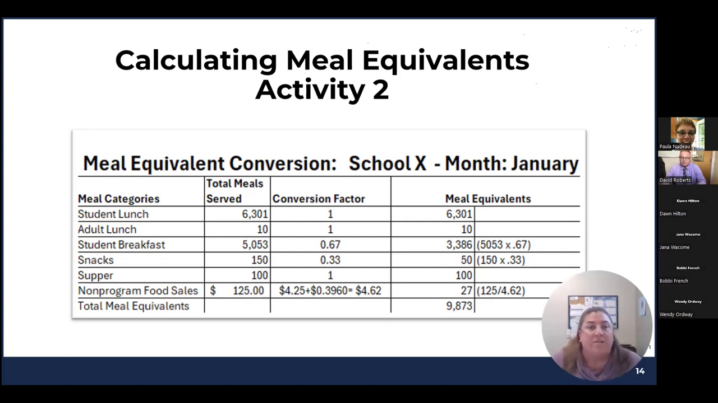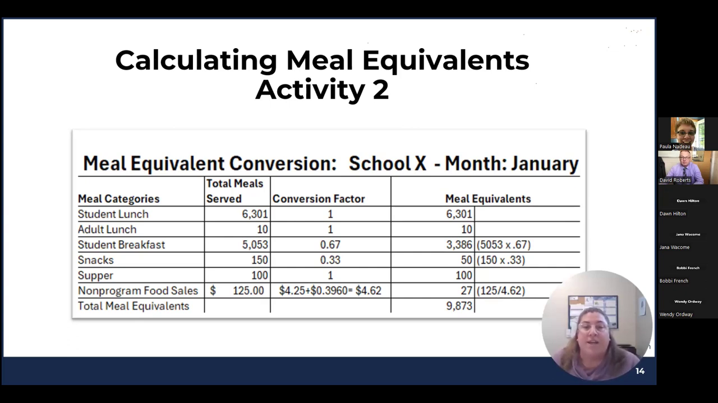at the site level. For this school, student lunches was 6,301. The conversion factor was one, so that times one, obviously, is 6,301. Adult lunch, same, it's a one conversion factor, so the meal equivalent would be 10. Student breakfast, we served 5,053 meals. We're going to times that by 0.67, and so the meal equivalent for that was 3,386. And then snacks was 150, and that conversion factor is 0.33, and that equals 50. And then supper is one for one.